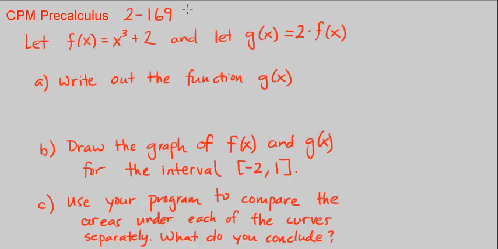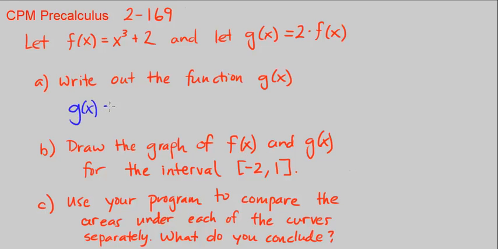This is CPM Precalculus Chapter 2, number 169. So here we have a function f of x is x cubed plus 2x, and g of x is defined to be 2 times f of x. Part A says to write out the function g of x. Writing it out just means to expand it.